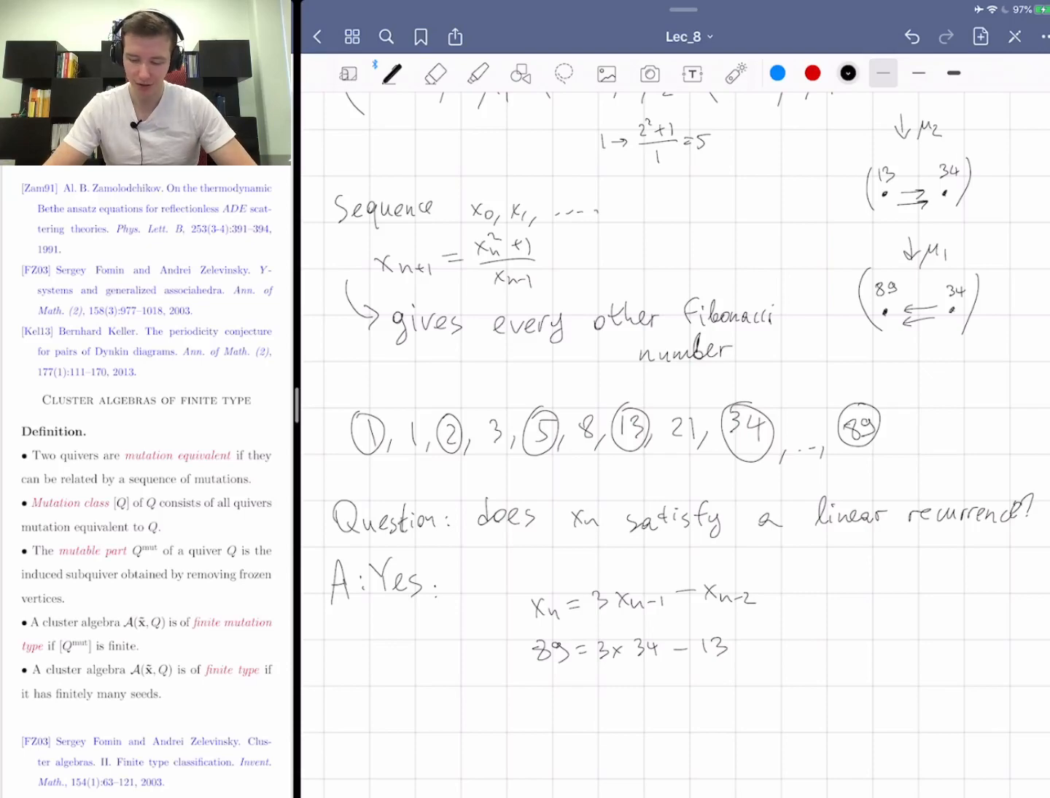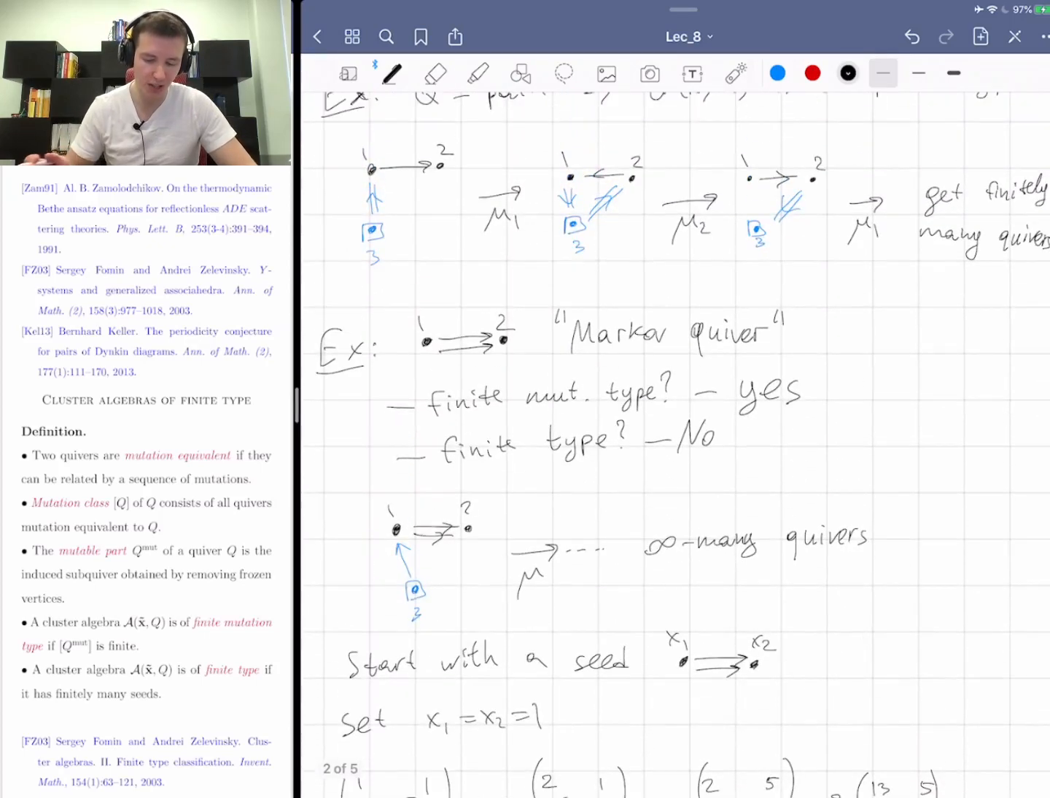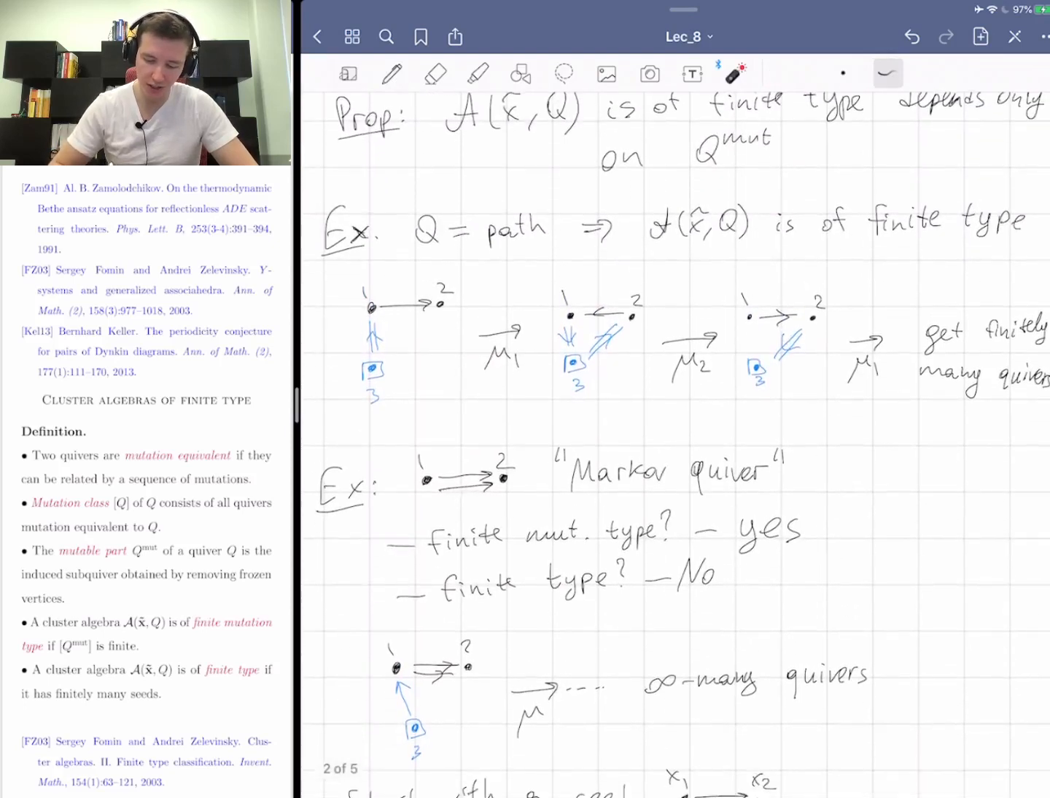So, what am I trying to say? I'm trying to say that some quivers are finite type, and some quivers are finite mutation type, and that's it. And so, the question is, how do you classify these, and how do you classify those? And that's what we're going to discuss in the next few lectures. And so that's it. Thank you very much. If you have any more questions, let me know.